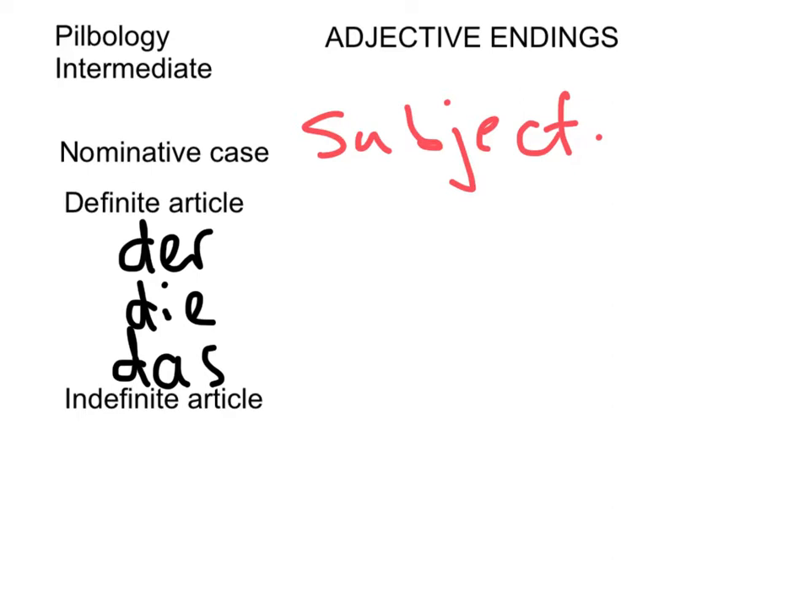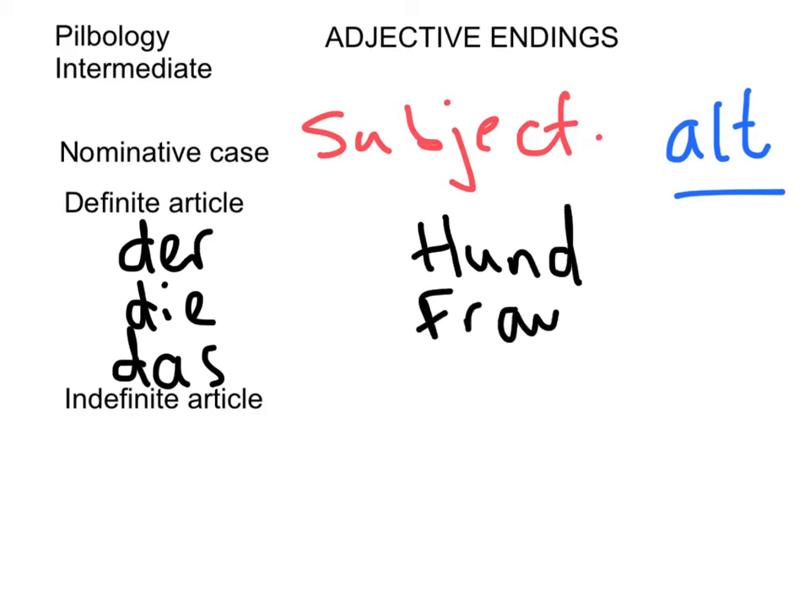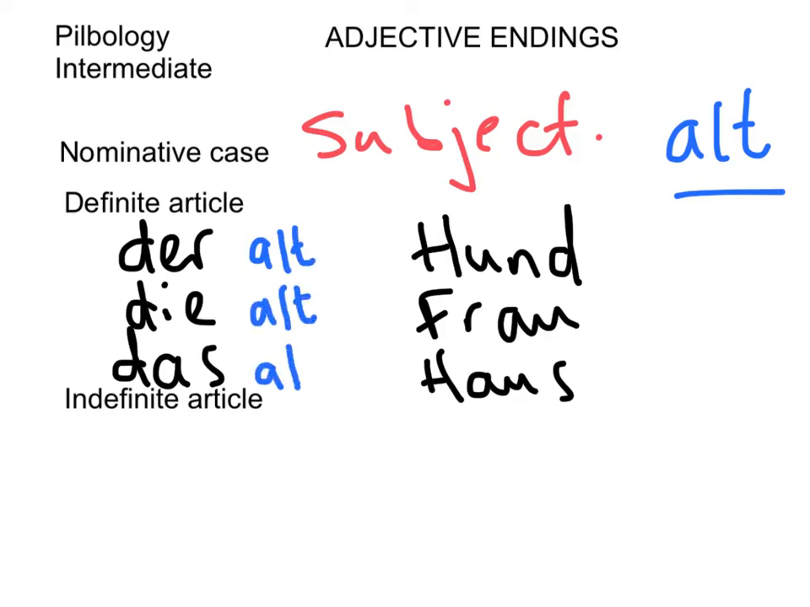So, let's pick an adjective. In this case, we're going to choose the adjective alt, or old. Now let's choose 3 subjects. Well, we need a der word, a die word, and a das word. So, let's have Hund. Let's have Frau, and let's have Haus. And then we have our core adjective. Right.